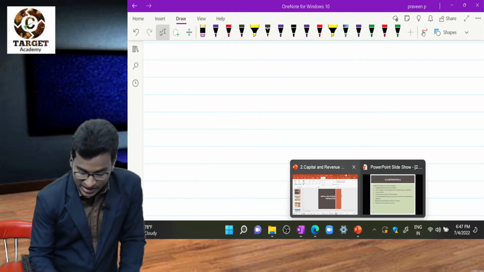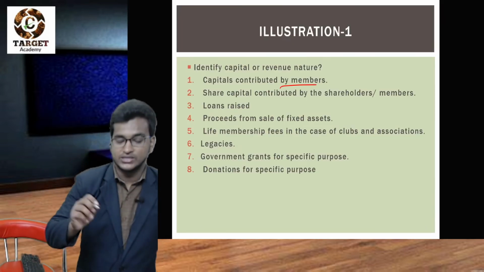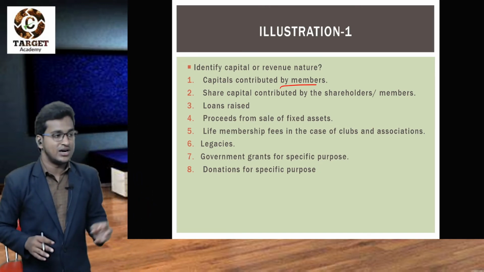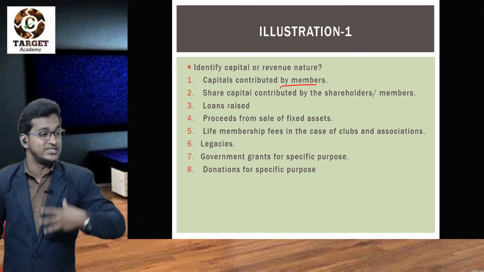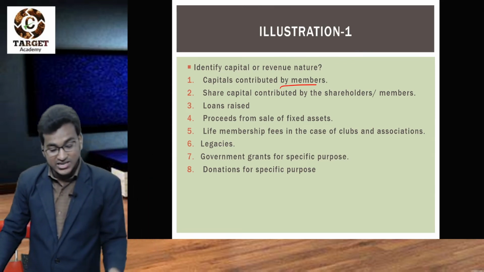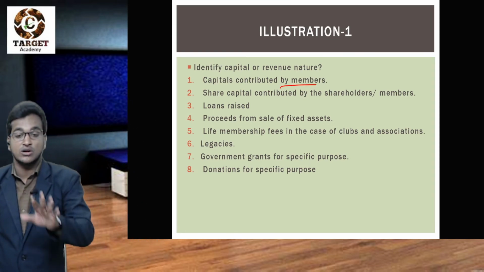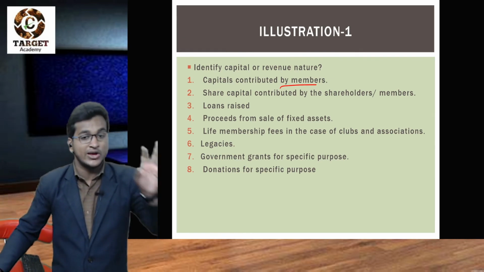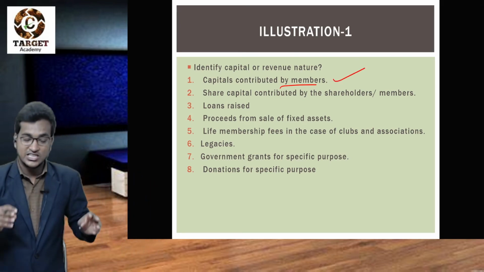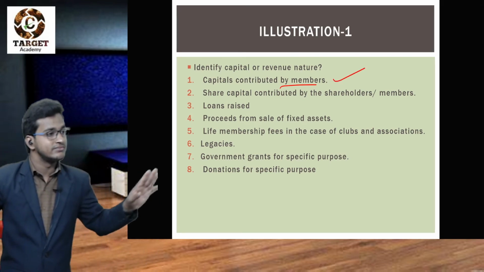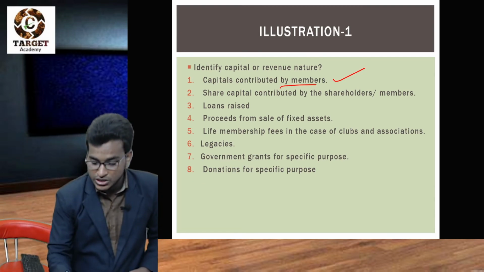Now see the slide, you will get clarity. Capital contributed by the members. Whatever capital is contributed by the members or shareholders is a capital receipt, because we are receiving, not paying. So whatever is received from the members or shareholders is a capital receipt, not a revenue receipt, because this is not my normal activity. This is an occasional activity. Okay, point number 2, share capital contributed by the shareholders or members.